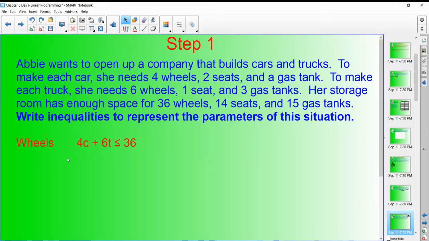Now, the wheels inequality, which we kind of used in our exploration, is we used 4 wheels per car, plus we used 6 wheels per truck. And we want that to be less than or equal to 36, because if it's more than 36, I got to go find more wheels that I don't have. Okay, I can't fit in my storeroom. So if you'd like, pause the video right now, write the inequalities you think exist for the seats and the gas tanks.